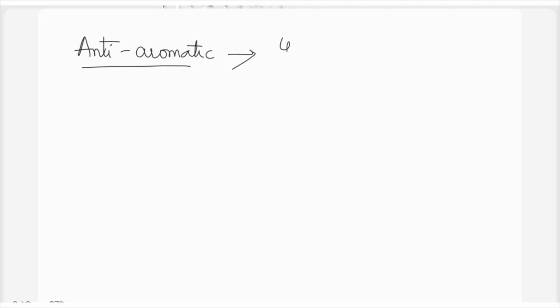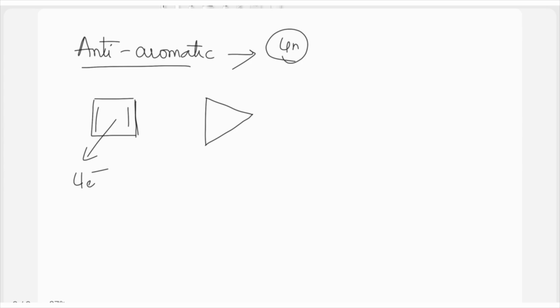Whichever has 4n pi electrons in them will behave like anti-aromatic compounds. So this is the cyclic ring with 4 carbons and alternate pi electrons. This has 2 pi bonds, which is equal to 4 pi electrons. There could be ionic species also in the anti-aromatic compounds, with a 3-membered ring, 1 pi bond and 1 negative charge. So this also indicates 4 electrons in it.